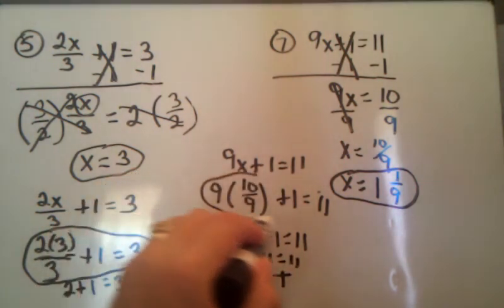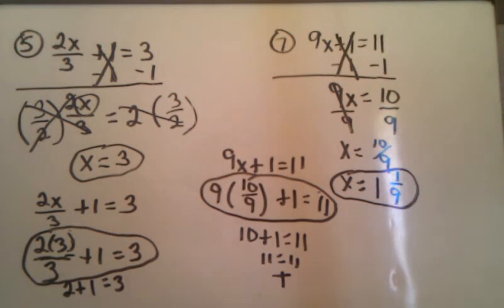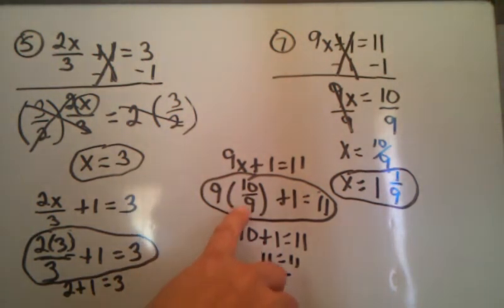So for the check, this is what it wants you to write down. Okay? And if you put 1 and 1/9 there, that's fine too.